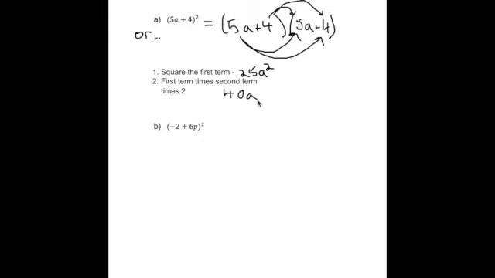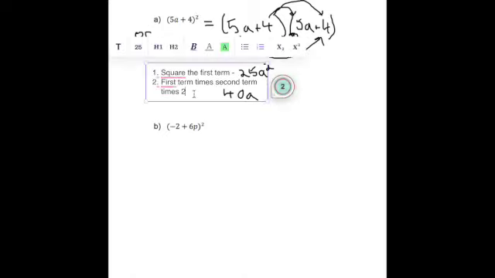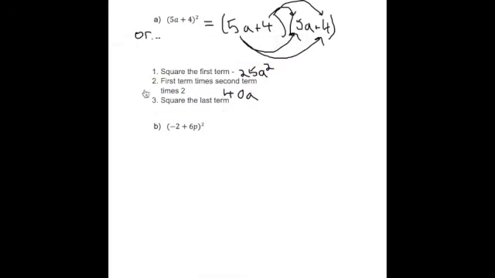And then finally, in the last part of this new method, you square the last term. So 4 squared is 16. So you're left with 25a squared plus 40a plus 16.